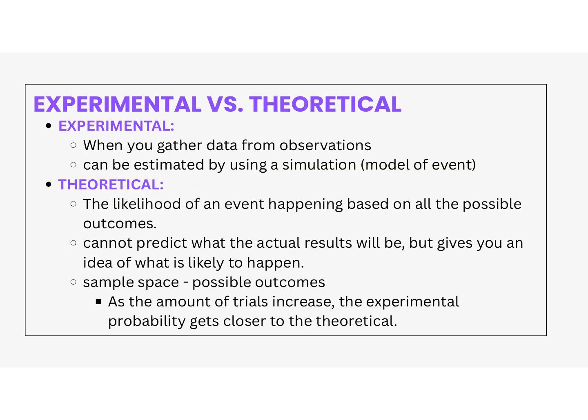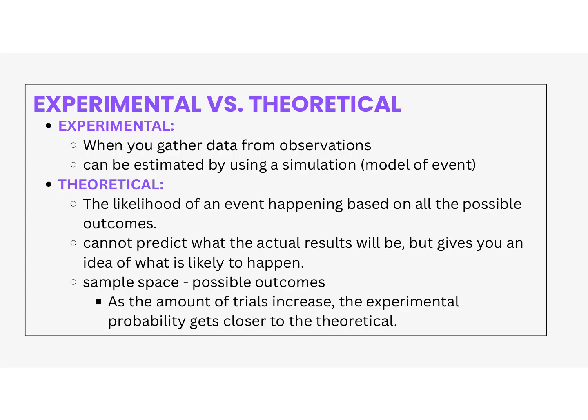Okay, we're also going to look at experimental versus theoretical probability. So experimental is actually gathering data from observations, and we estimate that by using a simulation, which is just a model of the event. Theoretical probability is the likeliness of an event happening based on all the possible outcomes. So that is, in theory, the probability. We cannot predict the actual results, but the theoretical gives us an idea of what is likely to happen.